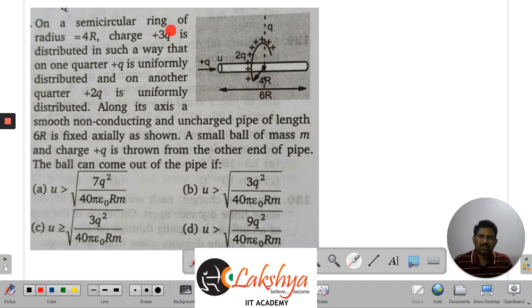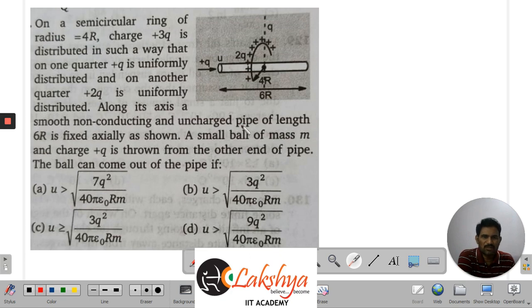A semicircular ring of radius 4r and a charge 3q is distributed in such a way that one quarter, q, is uniformly distributed and the other quarter, 2q, is uniformly distributed. Along its axis, a smooth, non-conducting and uncharged pipe of length 6r is fixed axially as shown. A small ball of mass m and a charge q is thrown from the other end of the pipe. The ball can come out of the pipe if.